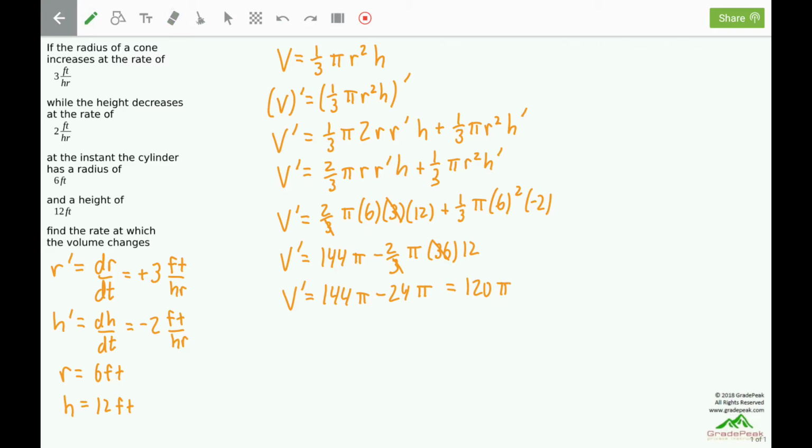Therefore, our rate at which the volume changes, v prime, or dv dt, equals 120 pi. By being positive, it's apparently increasing here. And it will have units of volume, which is length cubed. Length in this problem is measured in feet, so feet cubed per time. Time in this problem is measured in hours. 120 pi feet cubed per hour.